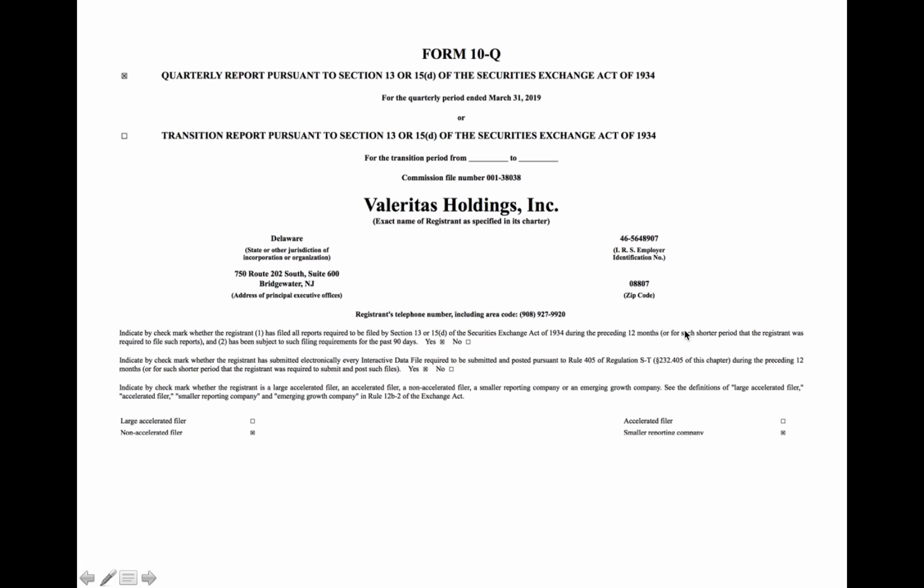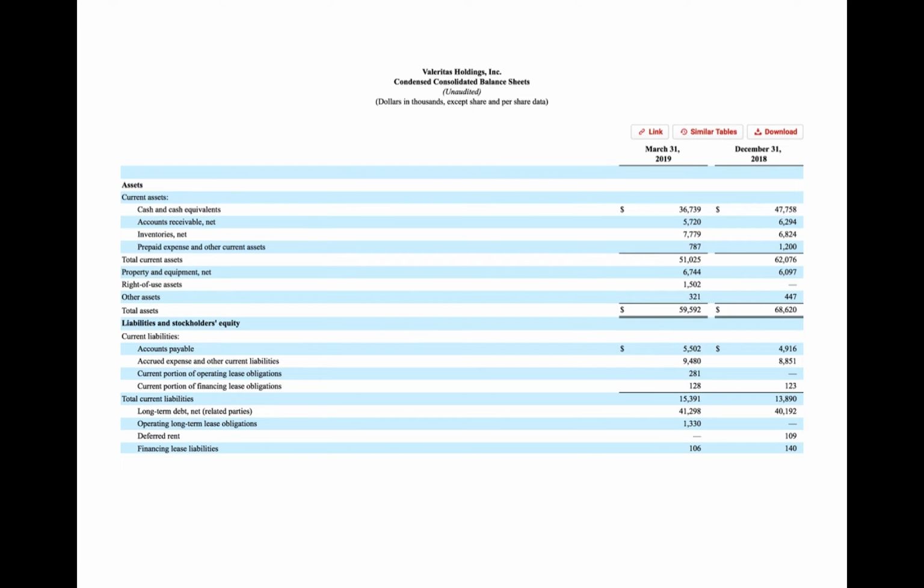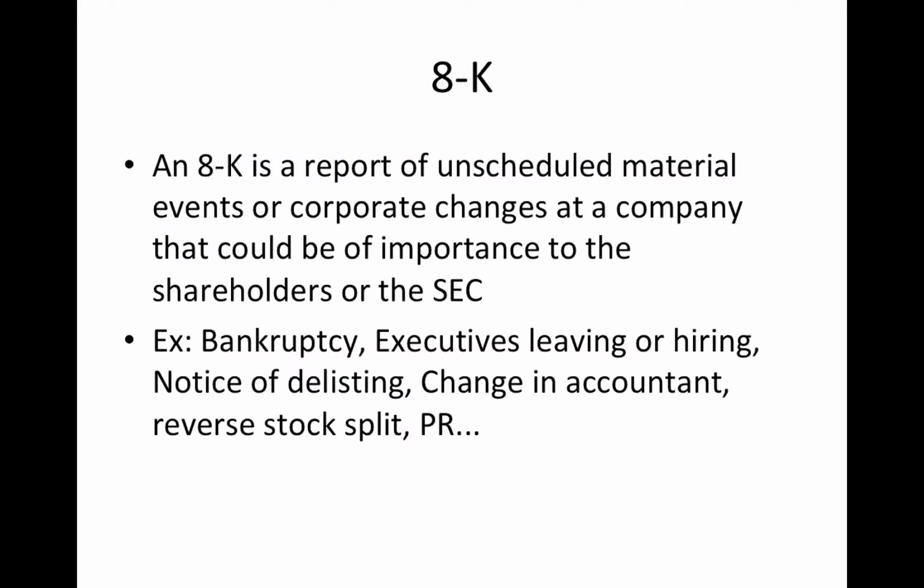So that's why I'm looking at the 10Q most of the time, because the information is the newest one. The 8K. An 8K is a report of unscheduled material events or corporate changes at a company that could be of importance to the shareholder, so you as a person that holds the shares, or basically the SEC, which overviews everything in the market.